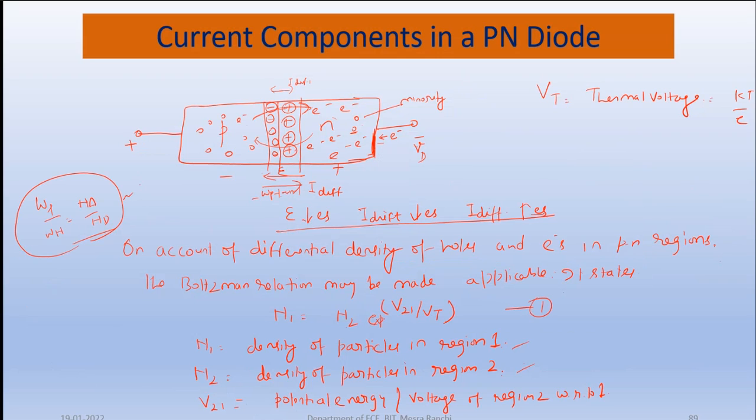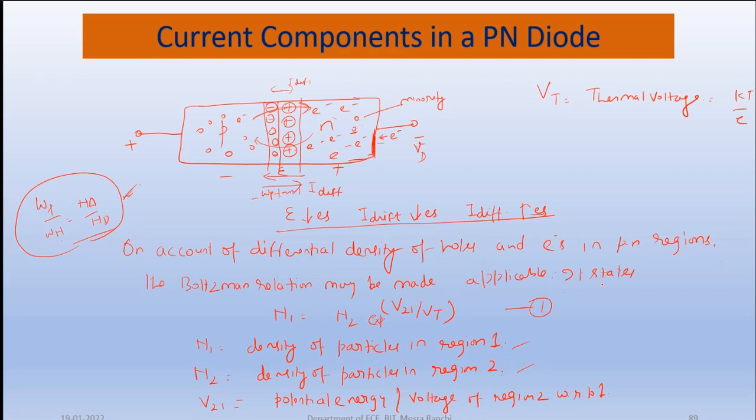So now we are just doing a derivation of this, right? As you know, the Boltzmann relationship. We proved it yesterday, Wp upon Wn equal to Na upon Nd, because of the area, if you remember. So as you know, for the differential density of holes and electrons in the PN region, the Boltzmann relationship may be made applicable.